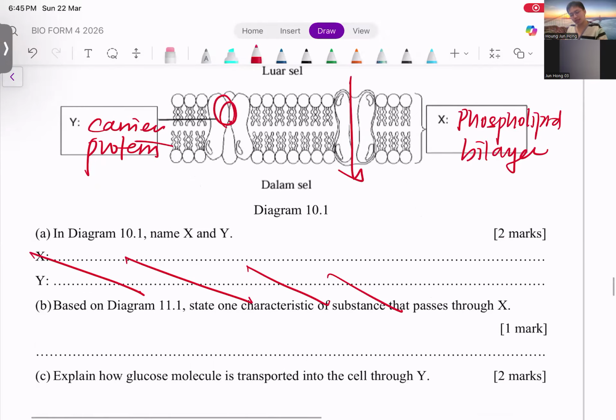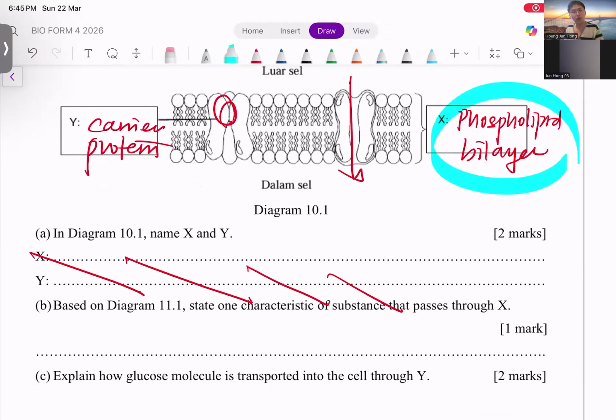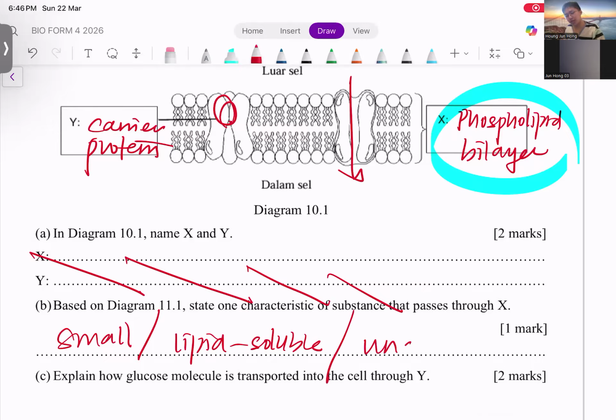Next one. What is the characteristic of a substance that passes through X? Remember, as usual, phospholipid bilayer, it must be small. It's very small here. It also has to be lipid soluble because our tail is hydrophobic. They are afraid of water, cannot. So it must be lipid soluble. Then one more, you can also say charge. It must, of course, be uncharged because charge means water soluble. Okay.